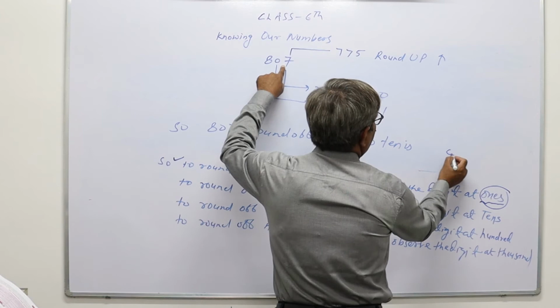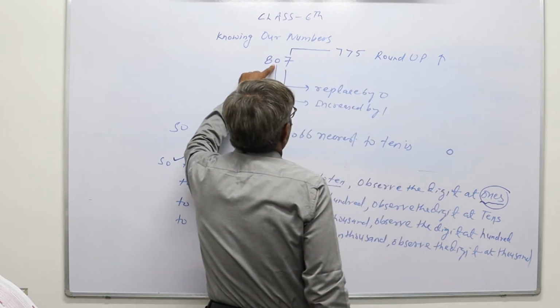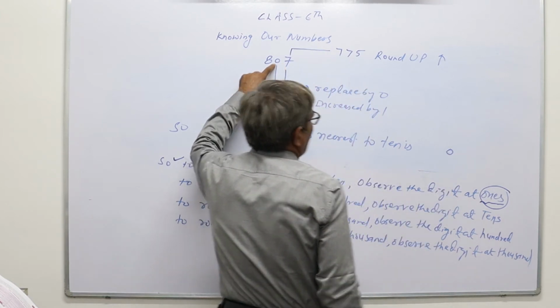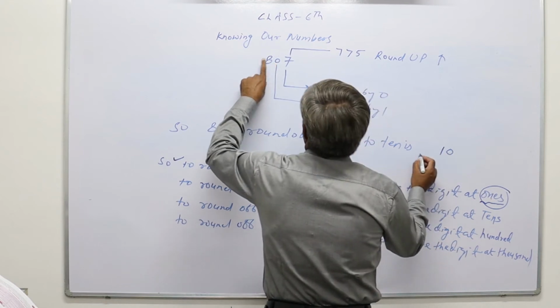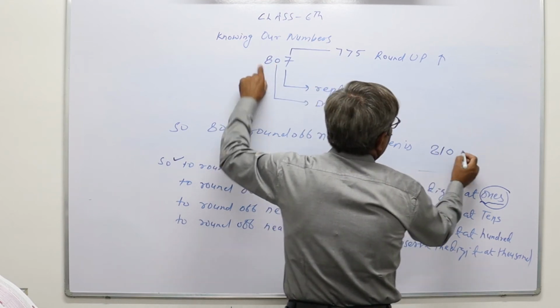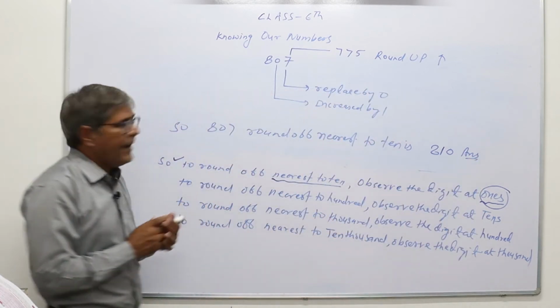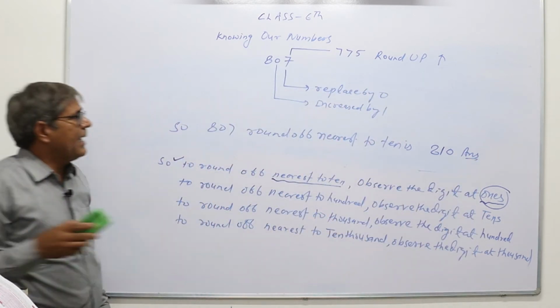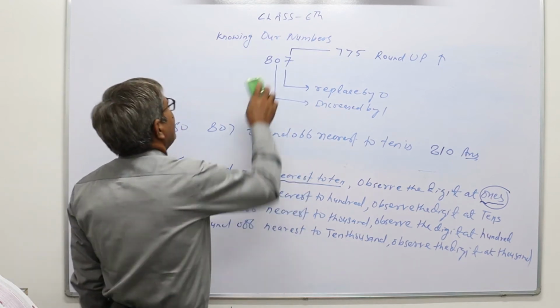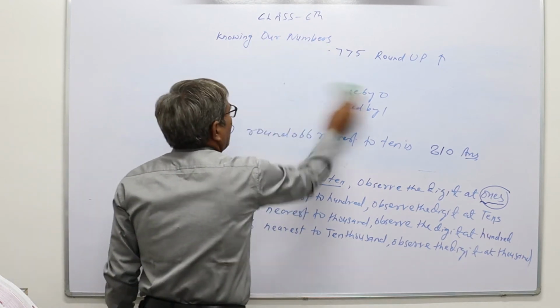The ones place digit will be 0, and the tens place digit will be increased by 1. So 0 plus 1, that is 1. So it is 810. This is your answer. In this way, any given number can be rounded off nearest to 10.